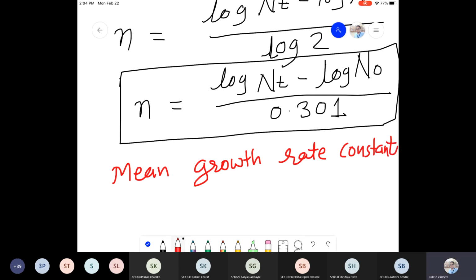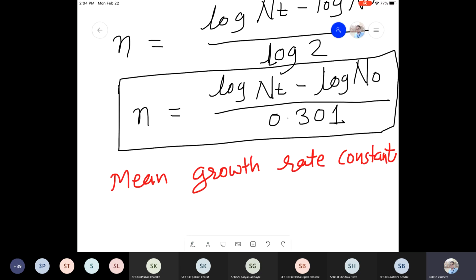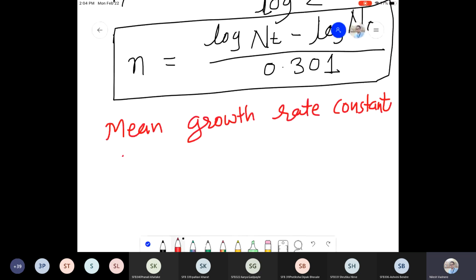Mean growth rate constant. The rate of growth during the exponential phase in a batch culture, there are different types of culture, batch and continuous. The growth curve that we get is in the batch culture. So the rate of growth during the exponential phase in a batch culture can be expressed in terms of this mean growth constant, which is denoted as k.